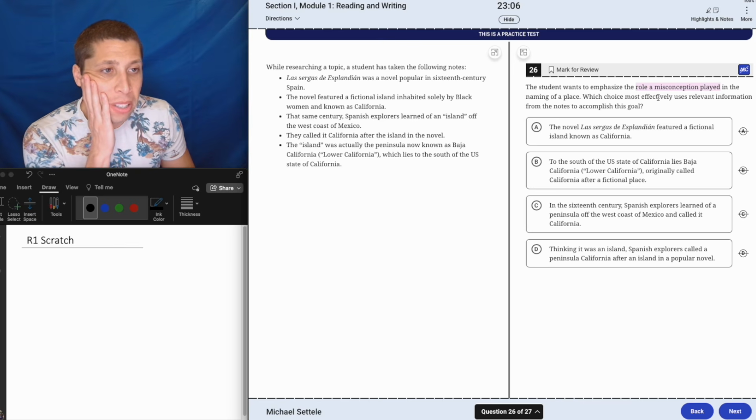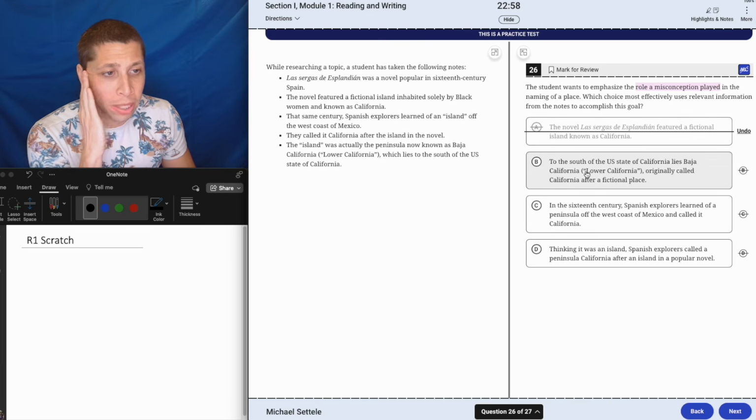Okay, the role of misconception played. Okay. The novel, whatever, featured a fictional island known. Okay, so there's no misconception. To the south of the U.S. state of California lies Baja California, originally called California after a fictional place. Okay, but there's no misconception.